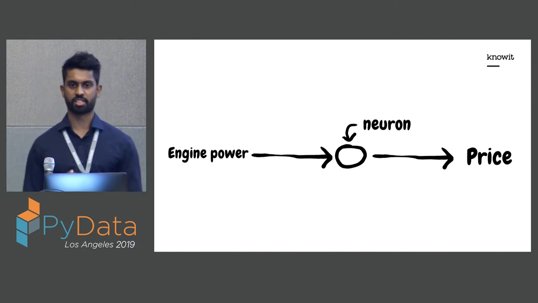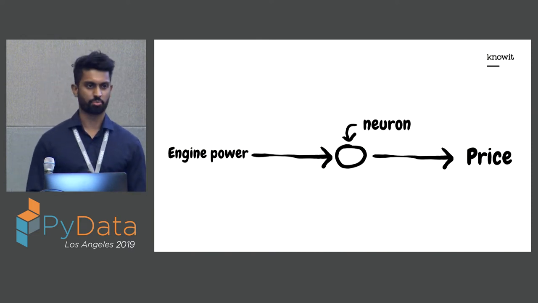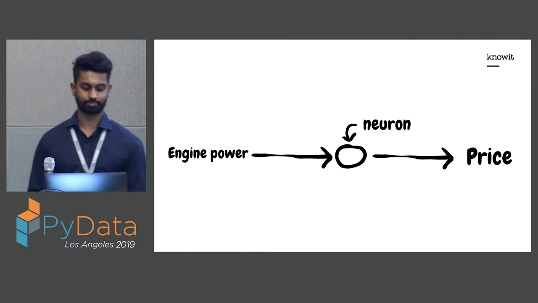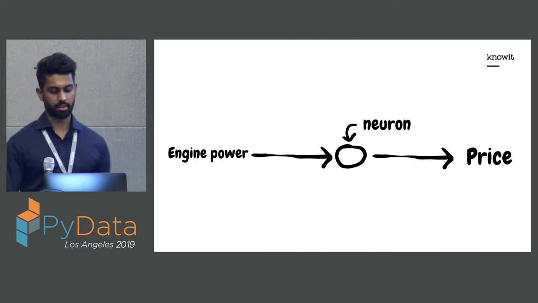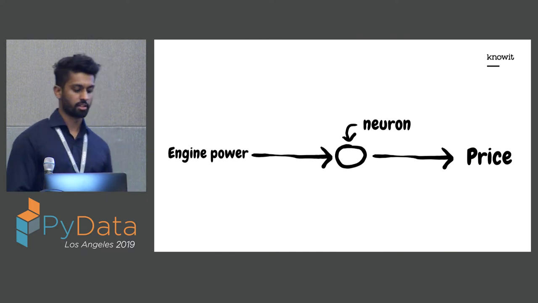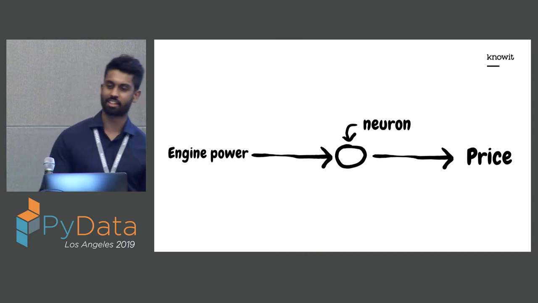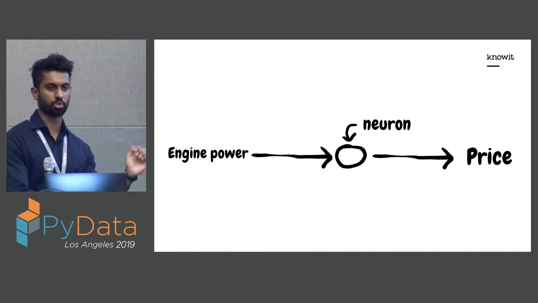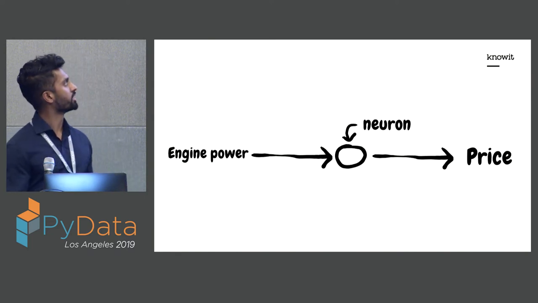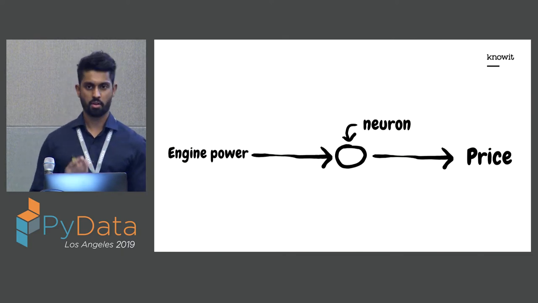Now, this can be viewed as a very simple neural network. We only have one input variable, the engine power of the car, and then you have price as the output. And that circle in the middle there, that's a neuron. Naturally, neural networks consist of neurons, following that analogy of how neurons in the human brain process information. This neuron executes some kind of function on the engine power to predict the price.